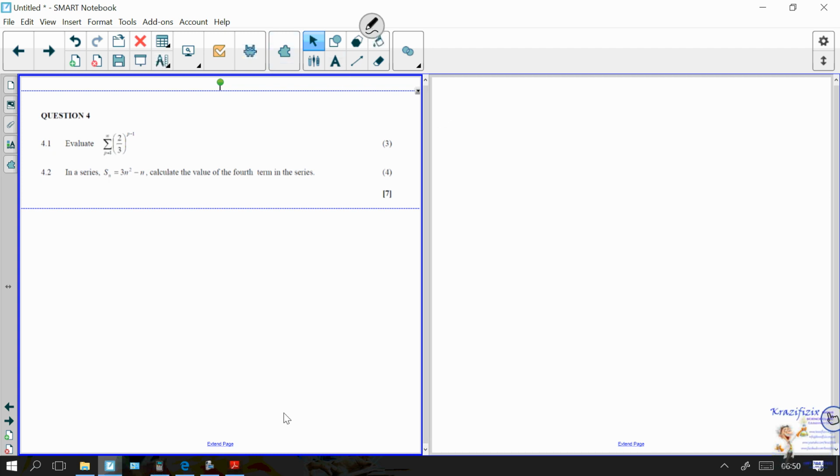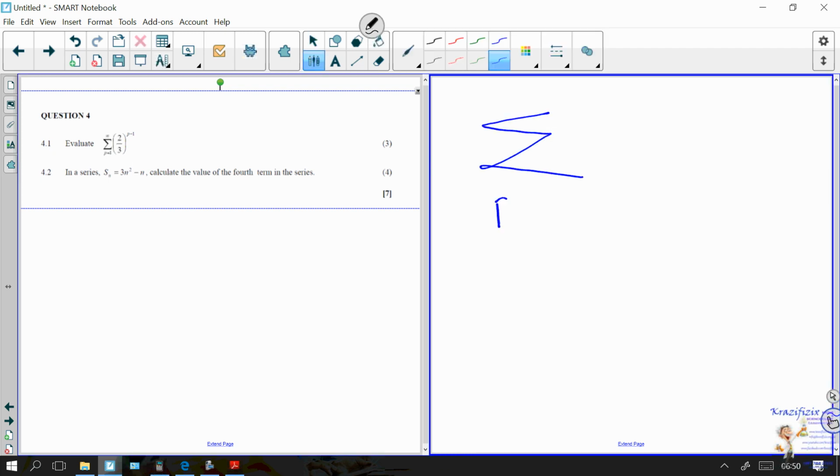Question number 4. Evaluate. Now you have a sigma notation there. P equals 1 to infinity, (2/3)^(P minus 1). Once you see the sigma notation, it means the sum. Okay, what we need to do quickly normally is to get the first 3 terms. But because I see infinity, I know it's going to be a geometric series, but let's teach what is right now. What's my first term? Put P as 1 there.